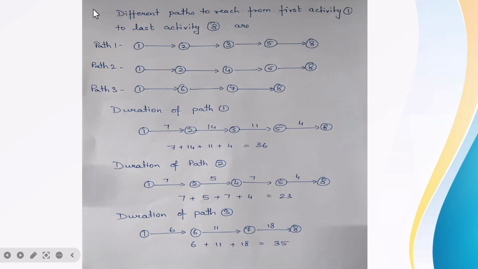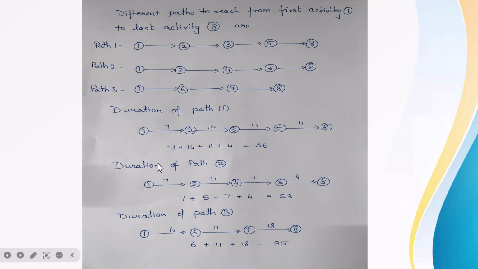Next, as I told you, there are different paths to finish from activity 1 to activity 8. So path 1 is 1 to 2, 2 to 3, 3 to 5, 5 to 8. Path 2 will be 1 to 2, 2 to 4, 4 to 5, 5 to 8. Path 3 will be 1 to 6, 6 to 7 and 7 to 8. Now calculate the durations of the different paths, as the durations are given in the question. For 1 to 2, 2 to 3, 3 to 5, 5 to 8, the durations will be 7 plus 14 plus 11 plus 4. That is 36 months it will take to finish the construction.